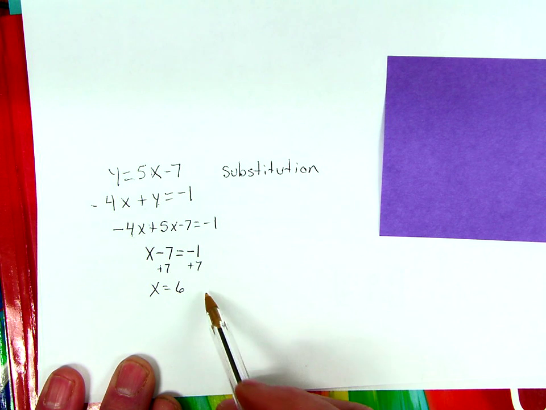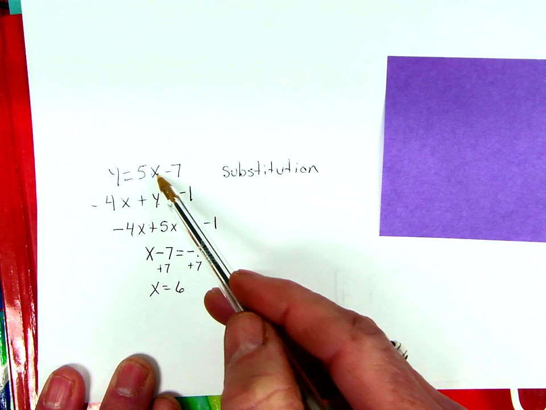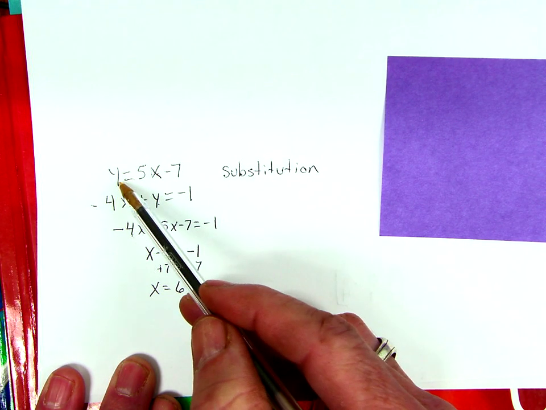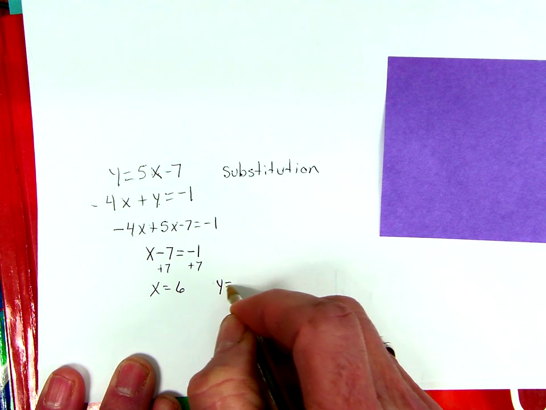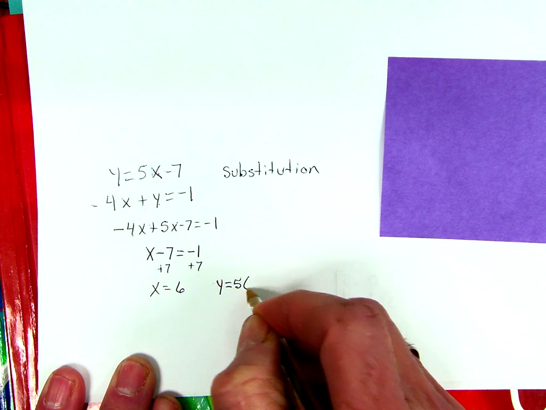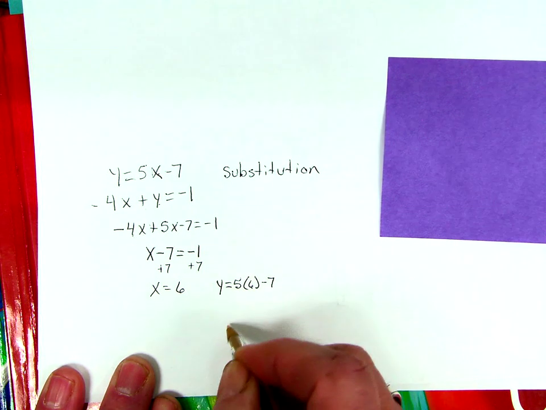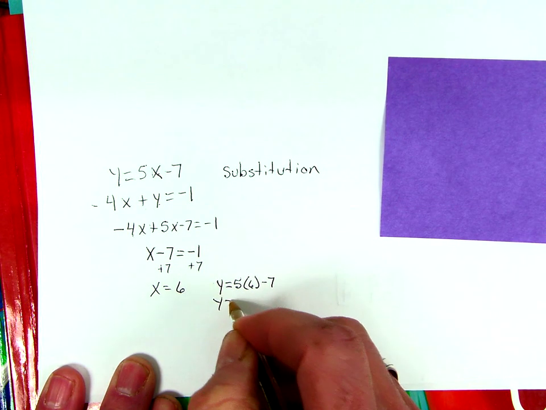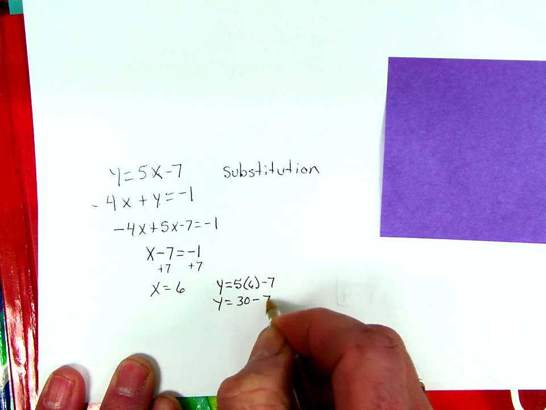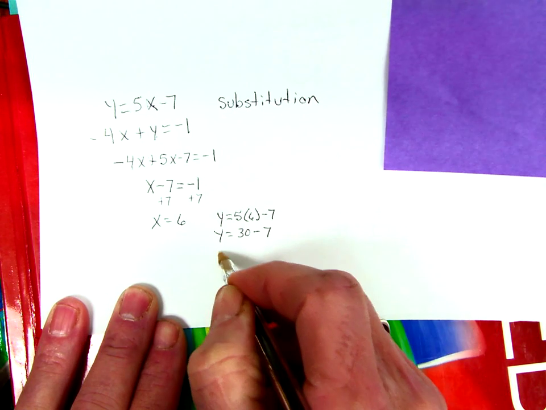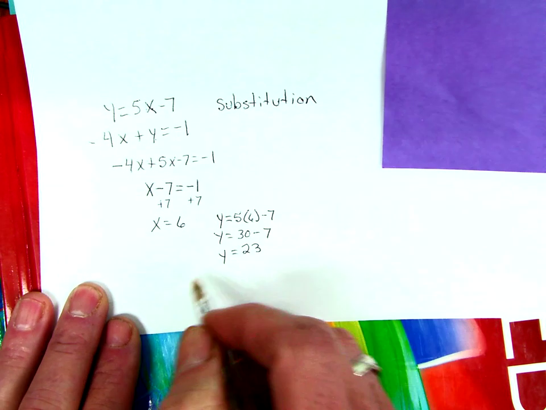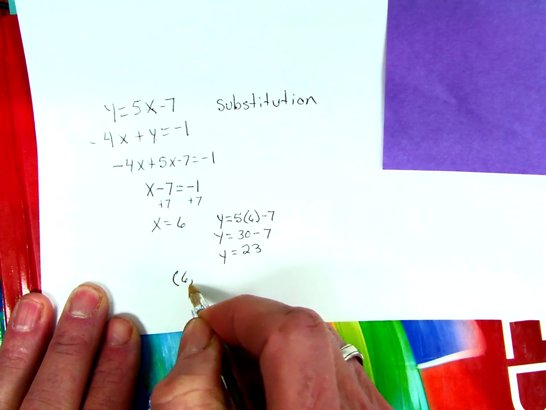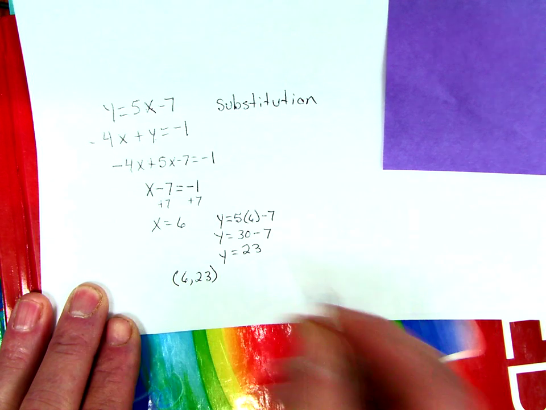Now it's time to calculate y. I'm going to use this equation since it's already set up for y equals. So y equals 5 times 6 minus 7. Y equals 30 minus 7. Y equals 23. So our solution is the point 6, 23.